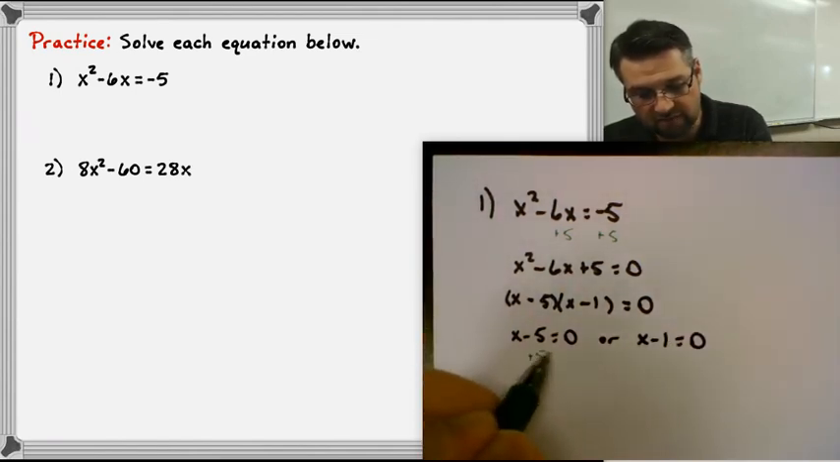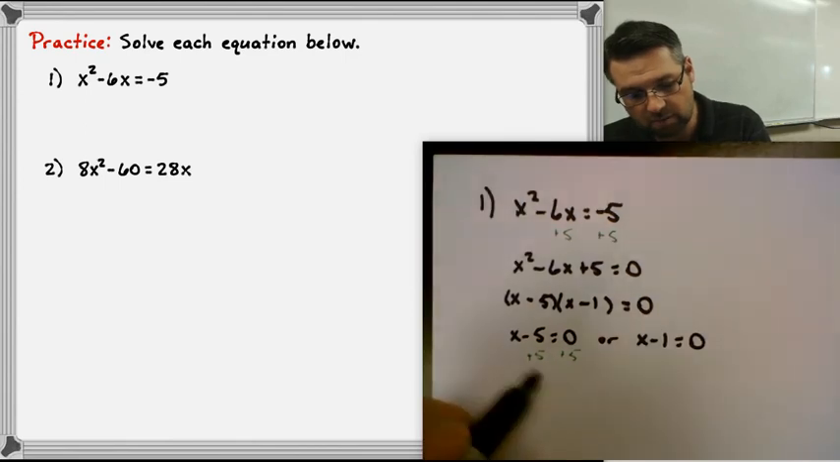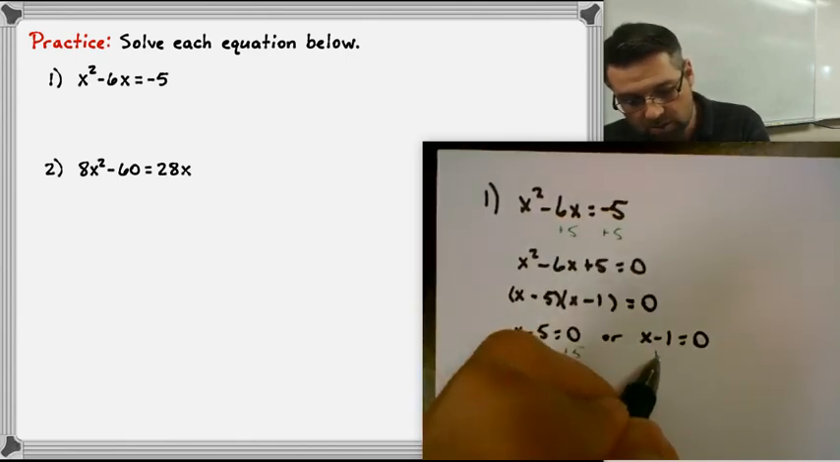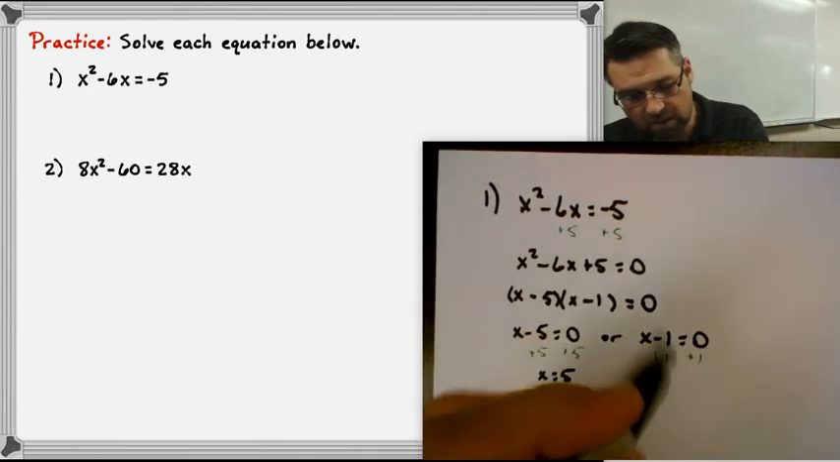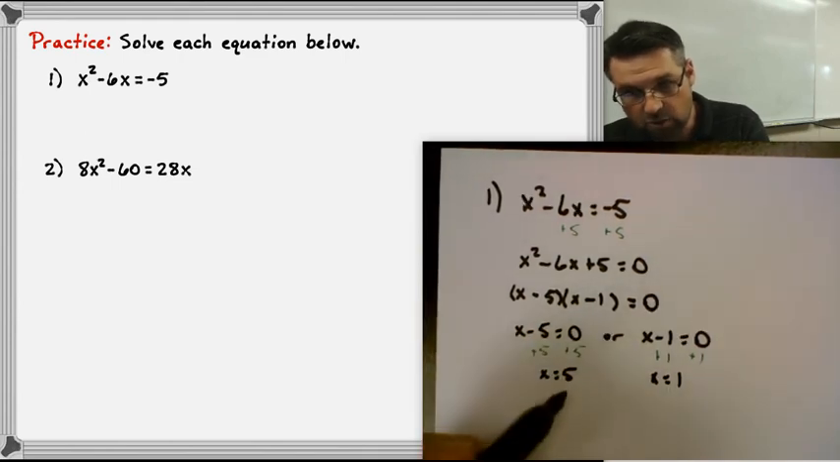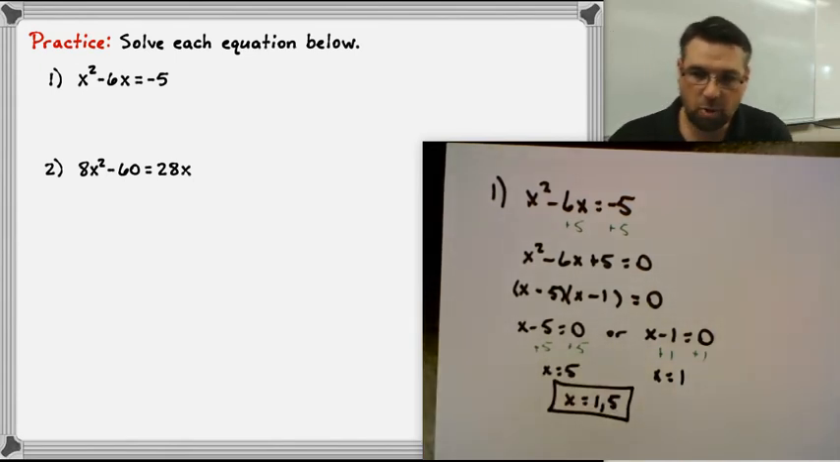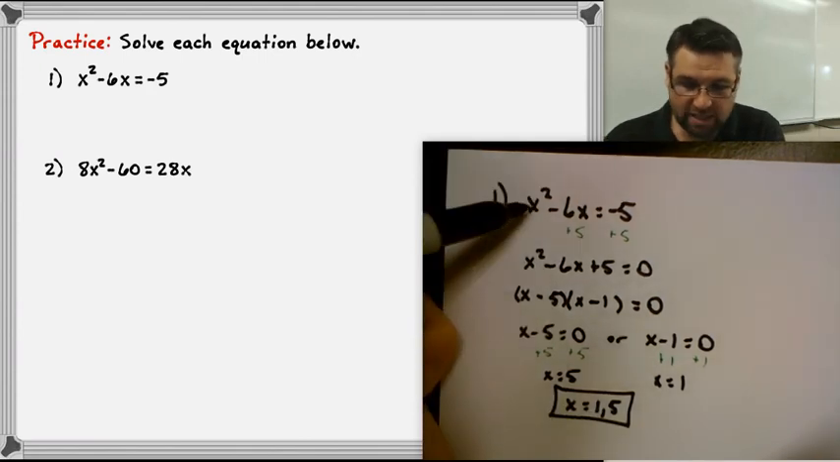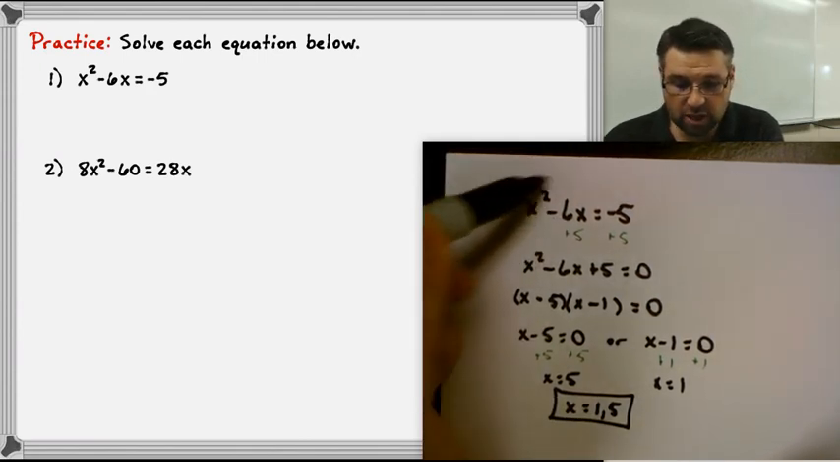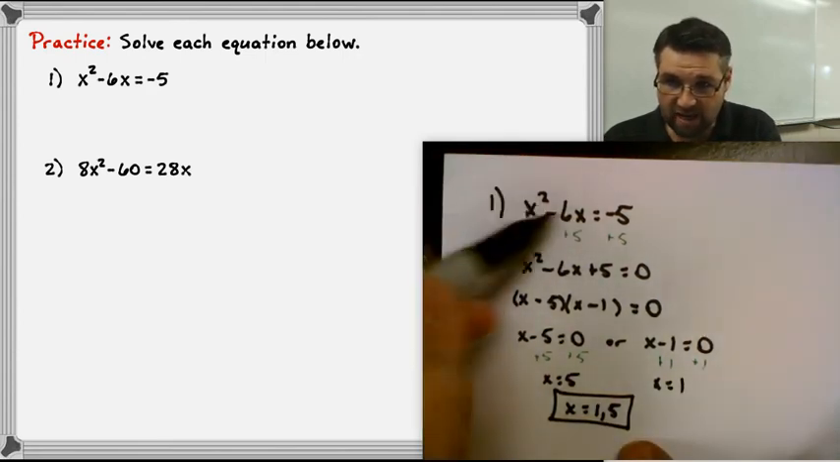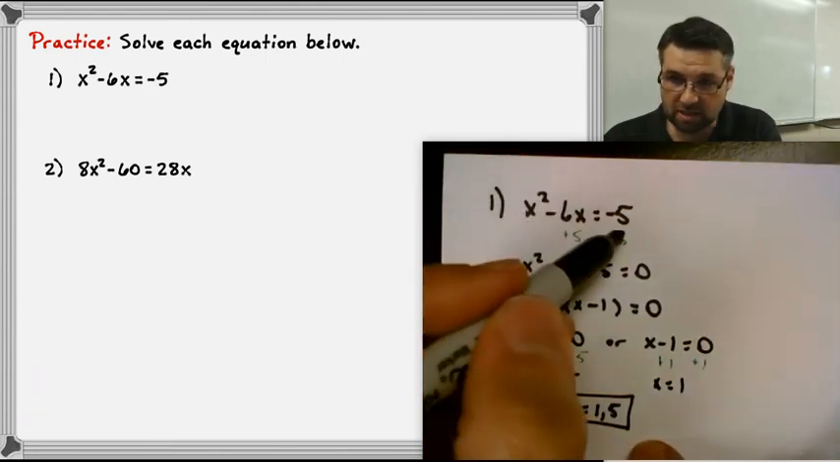So here we're going to add 5 to both sides. So we end up with x equals 5. And then here we're going to add 1 to both sides. So we end up with x equals 1. And so our answers are x equals 1 and 5. That is our solutions. So the point is this. If I plug in 1 to x, I should end up with negative 5. These sides should be equivalent. If I plug in 5 to x, to both x's, I should get something that's equivalent.